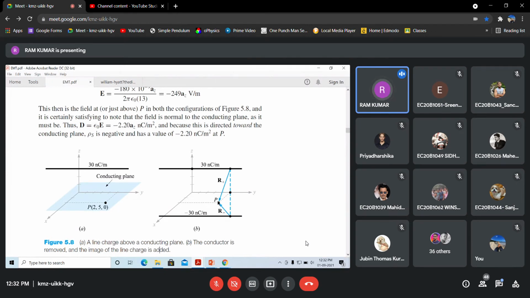Electric field intensity due to a line charge: rho L divided by 2 pi epsilon naught rho. Very good. Here rho L is the line charge, and rho is the distance.